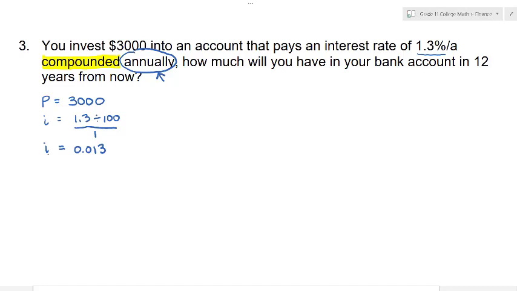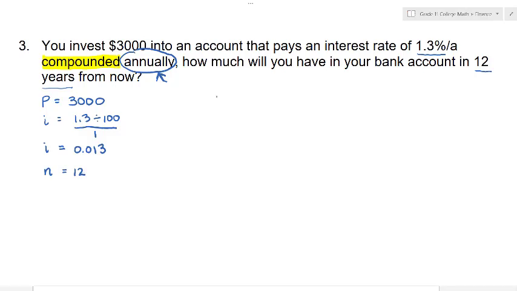And then, what else is in here? How much will you have in your bank account in 12 years from now? All right, so in my formula, I have an N. And N is the number of compounding periods. So because it says it's compounded annually, N is the number of years, because that's what annually means. It means yearly. So N would be the number of years. And it tells you that it's in the bank account for 12 years. So then N is just 12. So I don't need to convert anything here because it's already compounded annually and it's in 12 years. So they match up. So I don't need to convert.